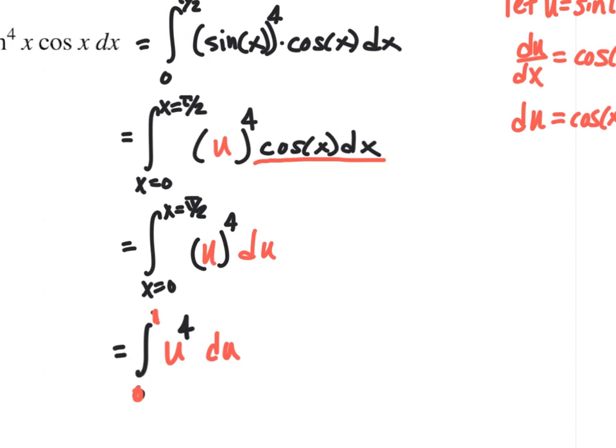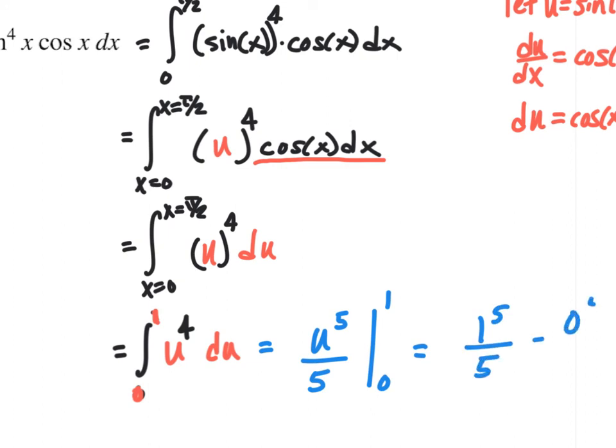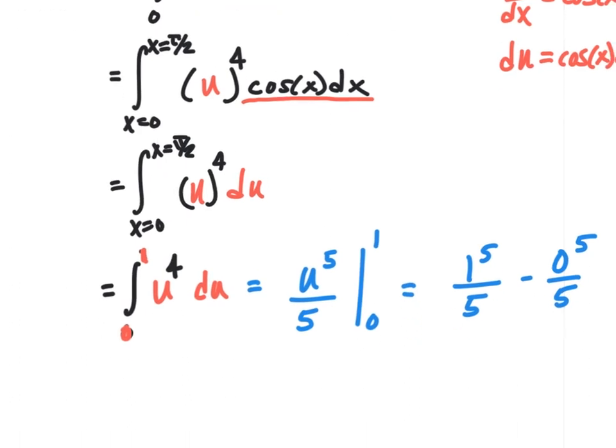If we take our antiderivative here, that's going to give us u to the 5th divided by 5, and we're going to evaluate that at 0 and 1. And so as a result, I'm going to get 1 to the 5th over 5 minus 0 to the 5th over 5. And so the area that I get, guys, is just 1/5.